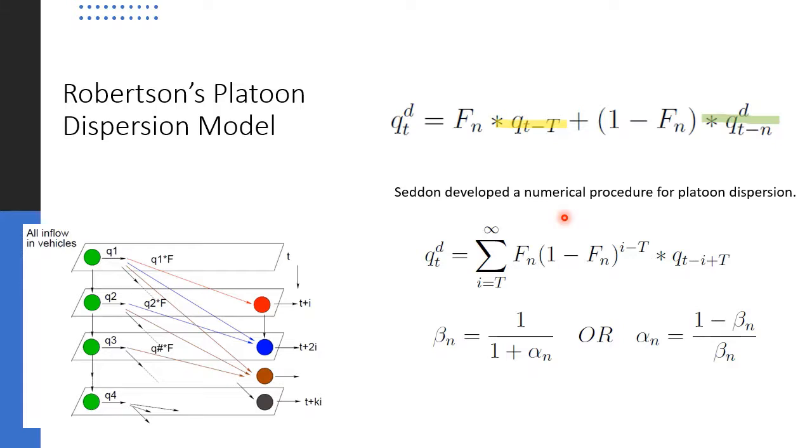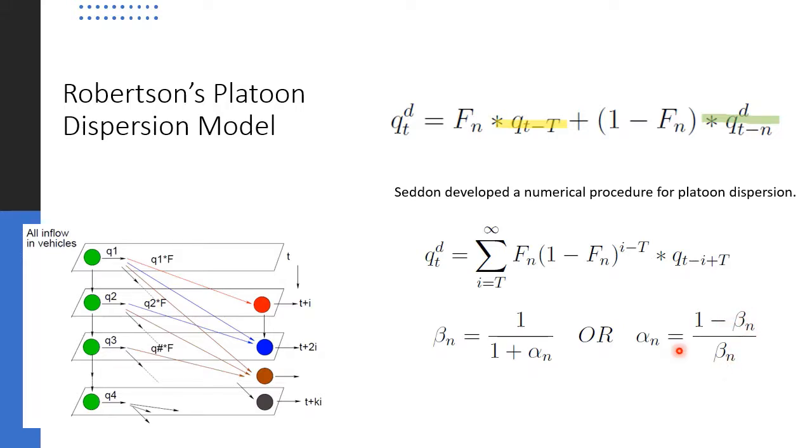Beta represents the travel time factor, which we can use to find the actual travel time between the nodes, or the actual travel time required to cover the link. So beta is known as the travel time factor, and alpha is the Platoon dispersion factor. They are dependent on each other. You can write beta as 1 by 1 plus alpha, or alpha is 1 minus beta by beta.